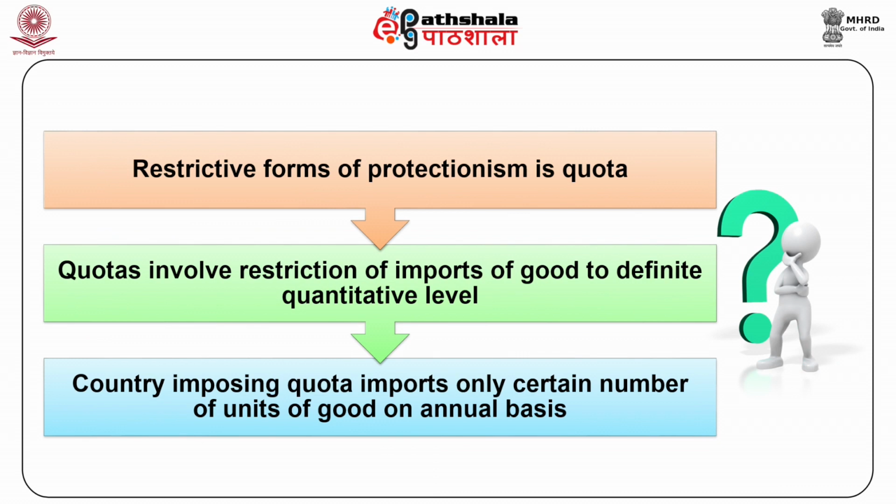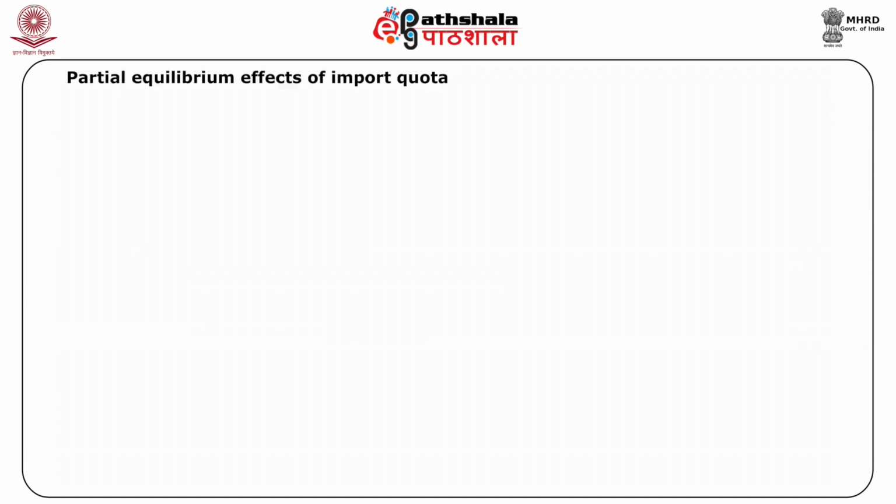Coming on to the discussion of quotas. One of the most restrictive forms of protectionism is the quota. Quotas involve restriction of imports of a good to a definite quantitative level. In practice, this means that a country imposing a quota imports only a certain number of units of the good on an annual basis. The partial equilibrium effects of an import quota can be explained through the figure.